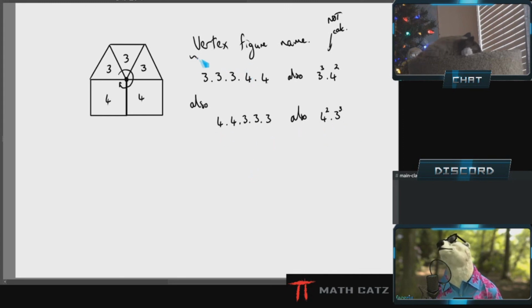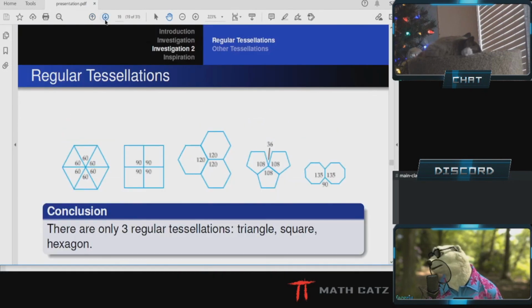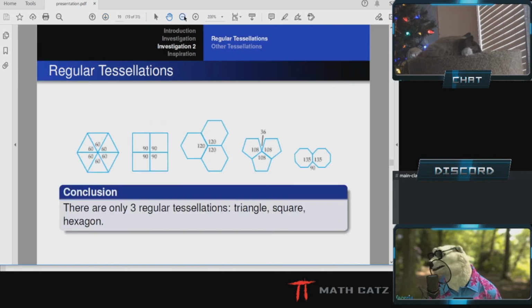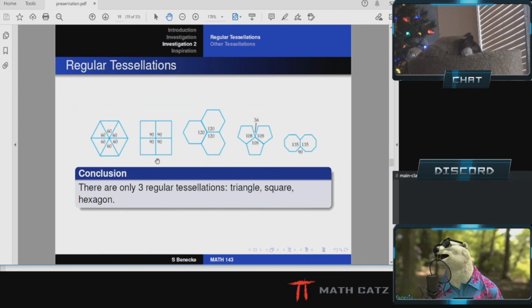Vertex figure name. Vertex. And then, of course, I can go back and say, well, okay, where am I now? Let's zoom out a touch. What is the vertex figure name of these regular tessellations? Well, it's the same shape every time, right? Go around as long as you list the correct number of them. 3, 3, 3, 3, 3, 3. 4, 4, 4, 4. 6, 6, 6. Because there's only one shape.